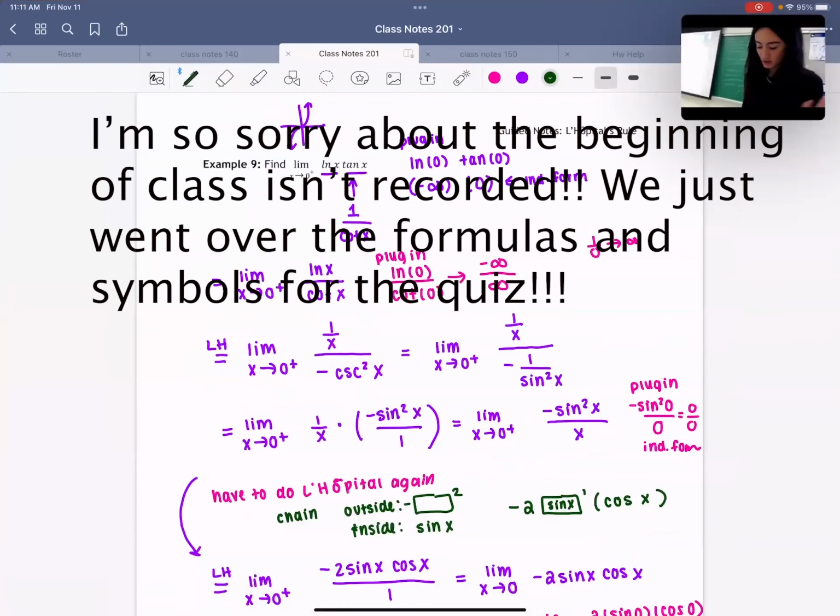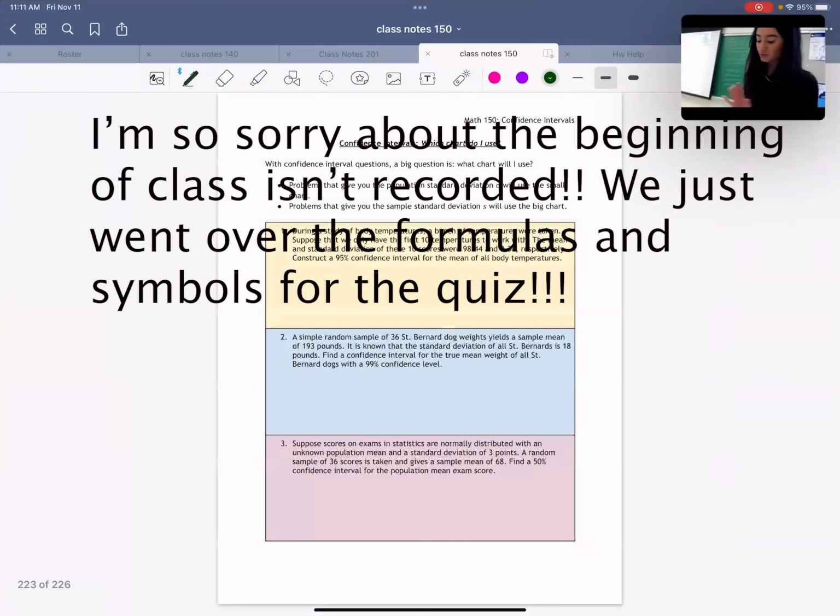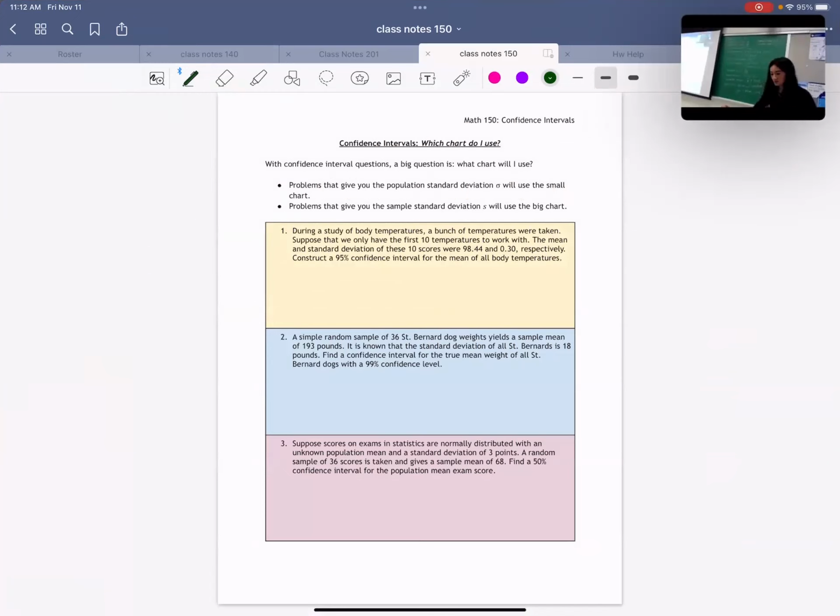Because this is something that might confuse you on the test for next week when I'm asking you questions about this. I just want to make sure it's very clear what we're doing and how you know which question is which, okay? So on the test, I'm probably going to give you a big word problem that asks you to find a confidence interval.